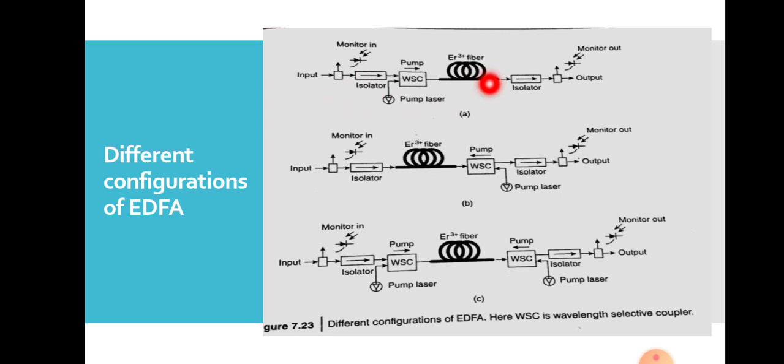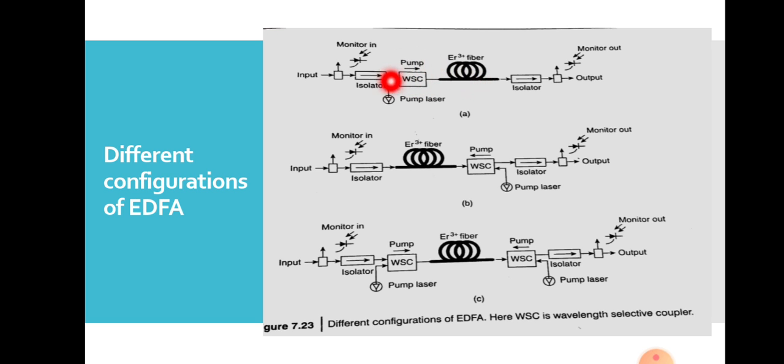The pump is in the co-direction. It is a co-directional pumping structure, and also in this structure passive wavelength couplers are used. You can see that there is also a tap, and there are optical isolators which are used to prevent back reflections, and also there is a dichroic coupler, and this dichroic coupler couples the pump here. This is the wavelength selective coupler. It acts as a dichroic coupler, which is used to couple the pump and signals to this fiber.